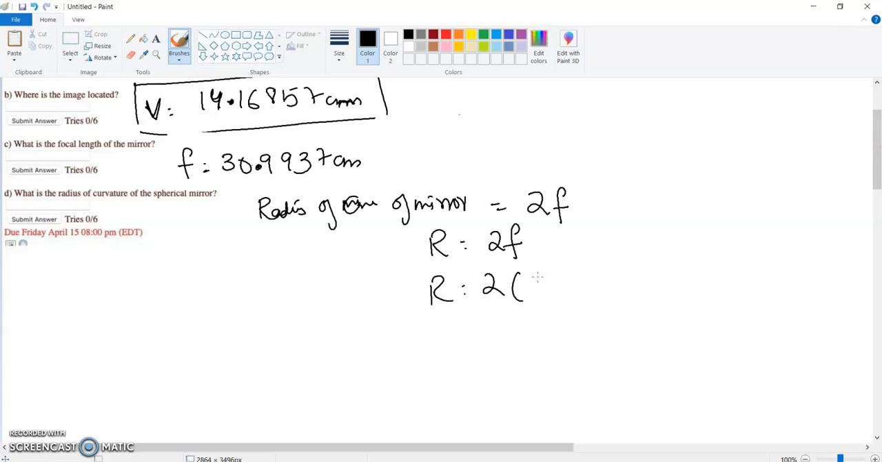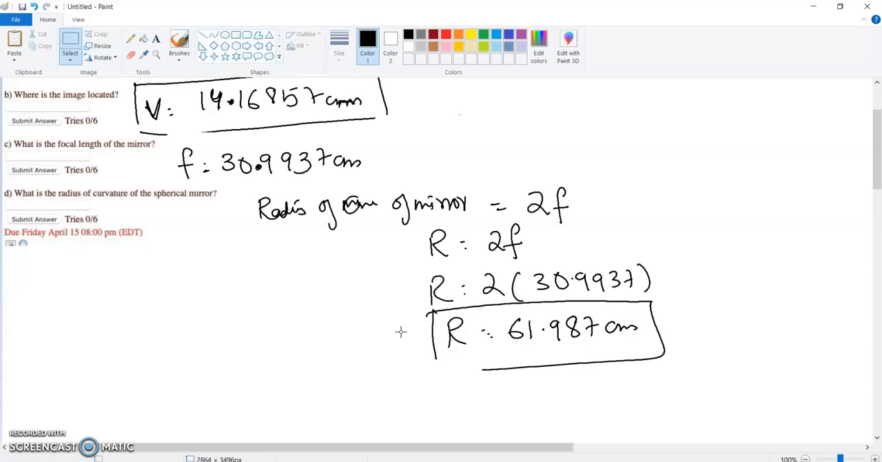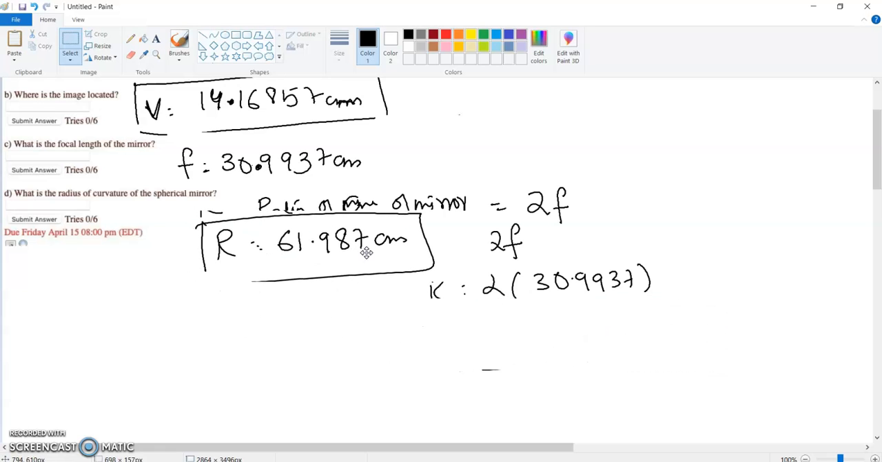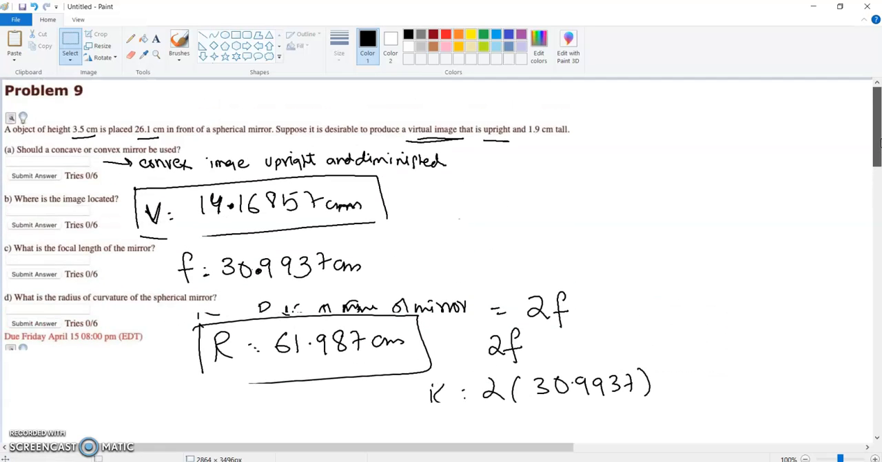The radius equals twice the focal length we already got in part C, that's 30.9937. So the radius of curvature turns out to be 61.987 centimeters. Use that as appropriate for your answer for part D. That's all for question number 9. It is about some basic given information: you need to find the type of mirror, the image location, the focal length, and the radius of curvature for the mirror. That's all.